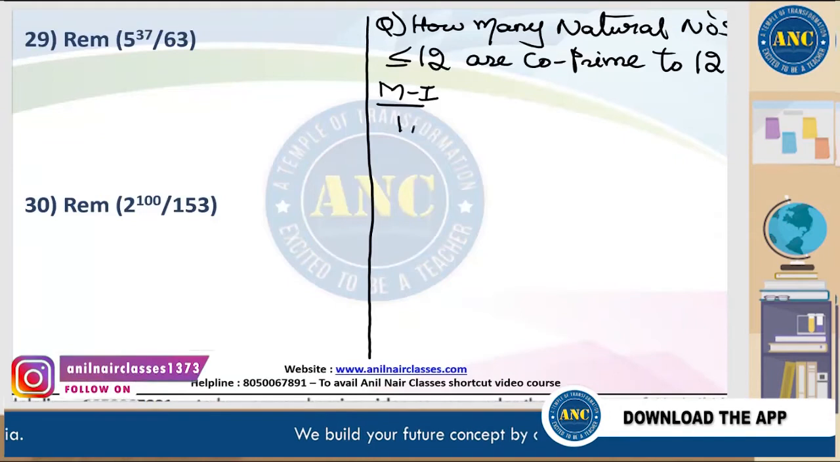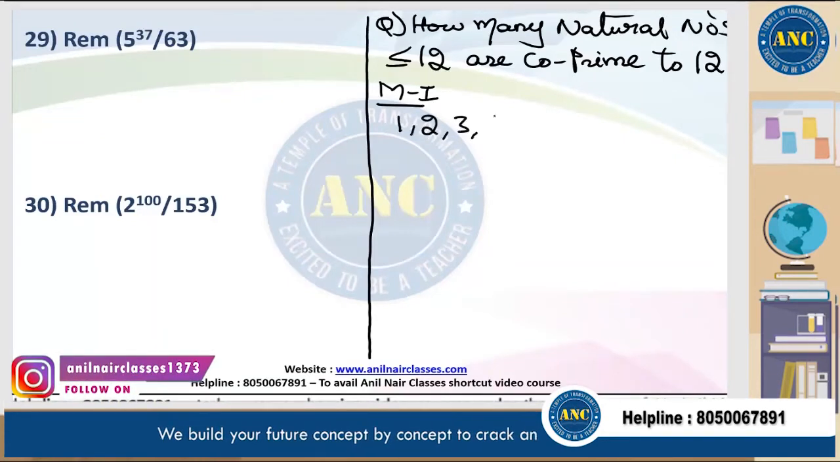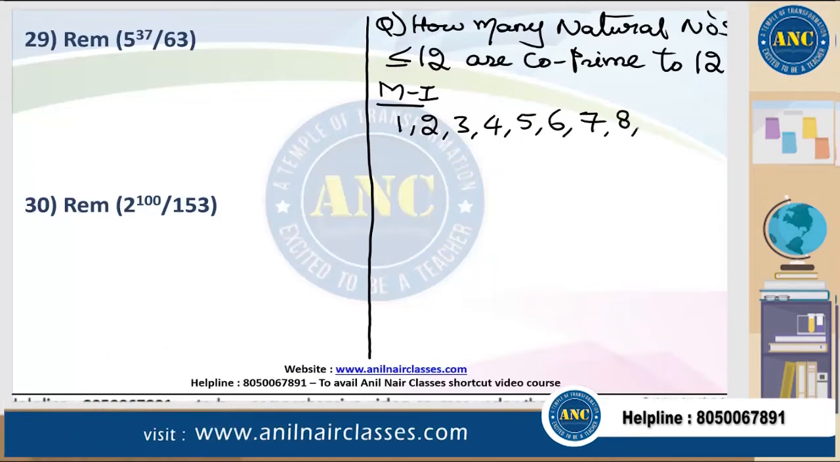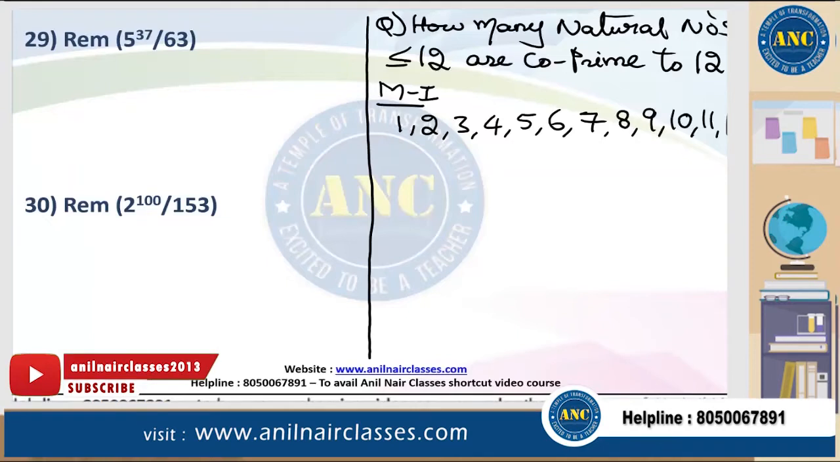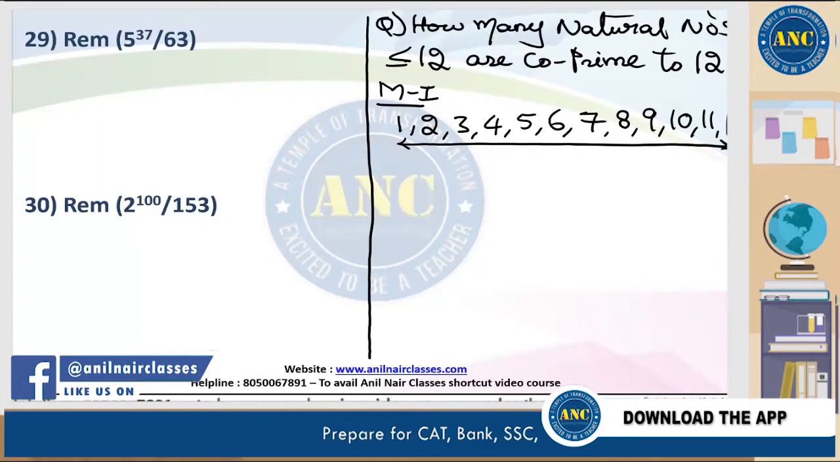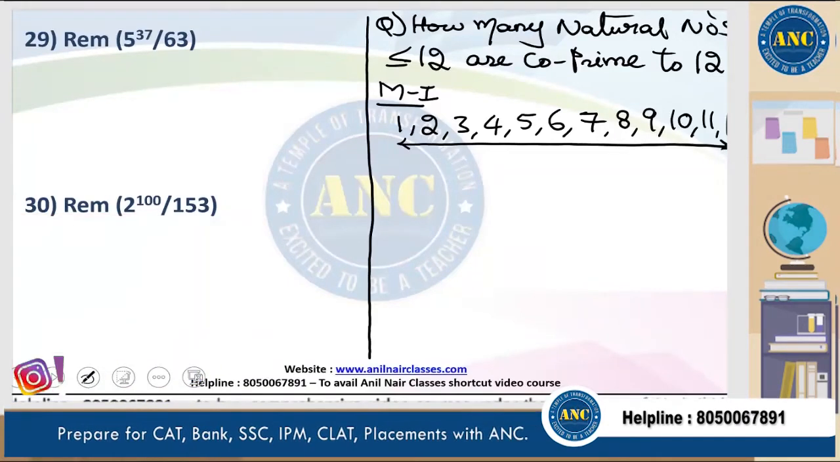What are all the natural numbers less than or equivalent to 12? 1, 2, 3, 4, 5, 6, 7, 8, 9, 10, 11, 12. These are all the numbers which are less than or equivalent to 12. Which natural numbers are co-prime to 12? Co-prime means HCF should be 1.